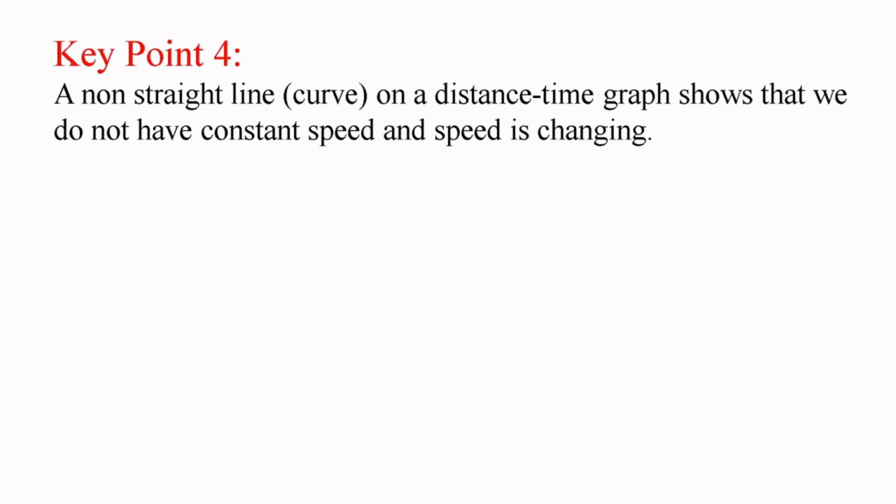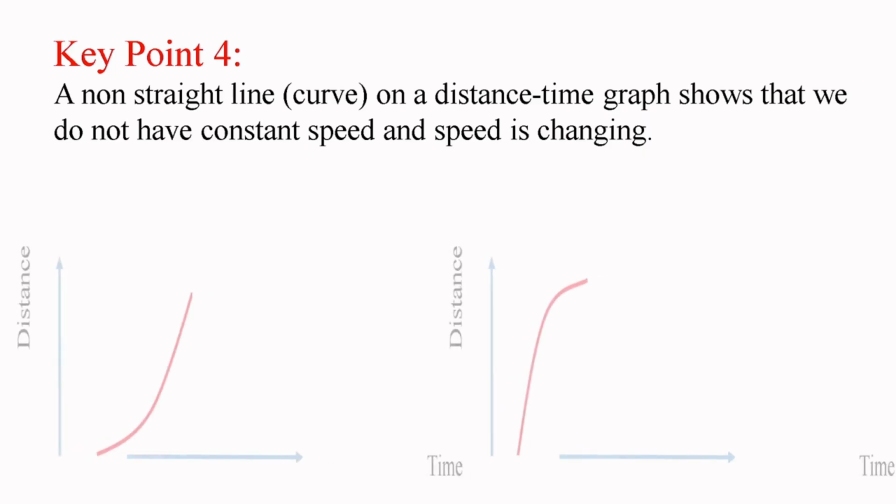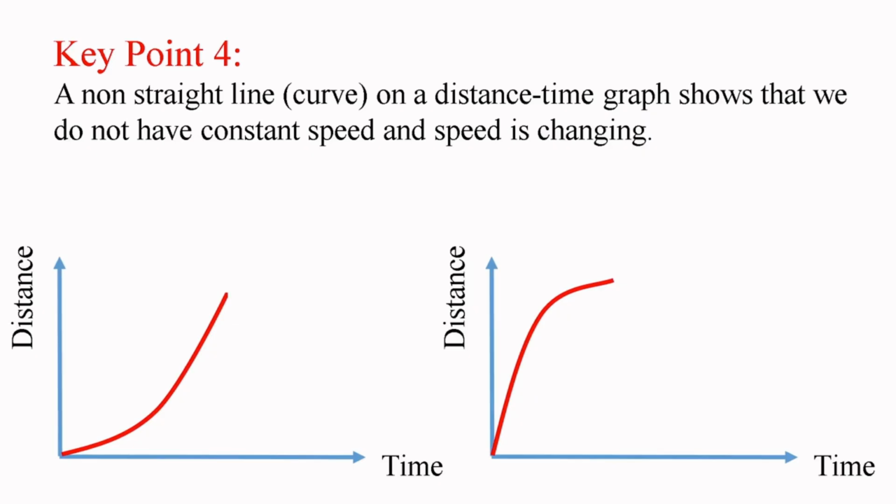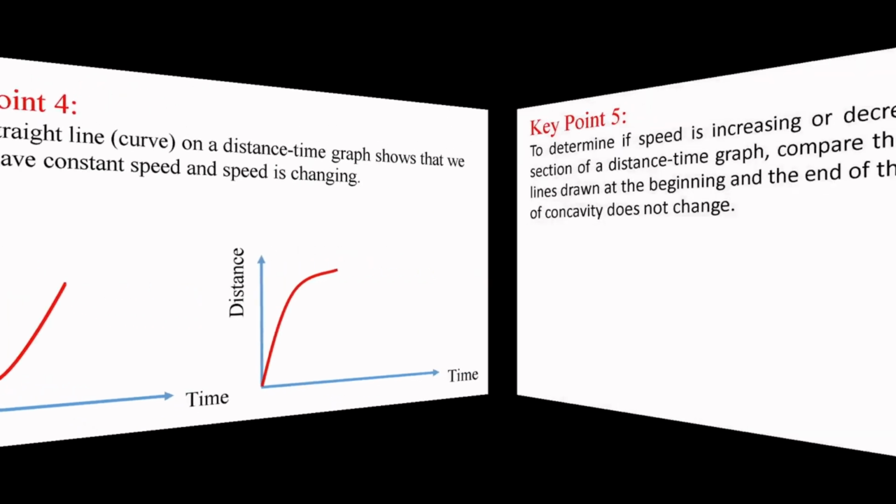Key point number 4 says that if we have a non-straight line, a curve on a distance time graph, it shows that the speed is changing. It is exactly against key point number 1. Look, here I have 2 examples. Key point number 1 says when we have a linear segment, it shows that the speed is constant. But when we do not have a linear segment, or when I have a curve, it shows that the speed is changing. So in the first example, I have a curve, the speed is changing. And in this one, the speed is changing. The speed is not constant.